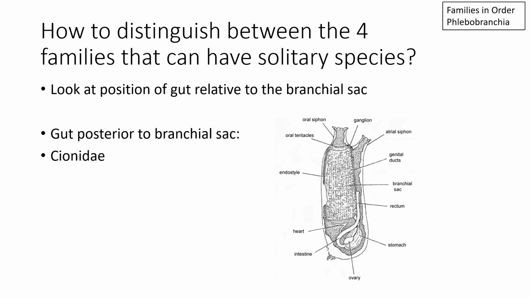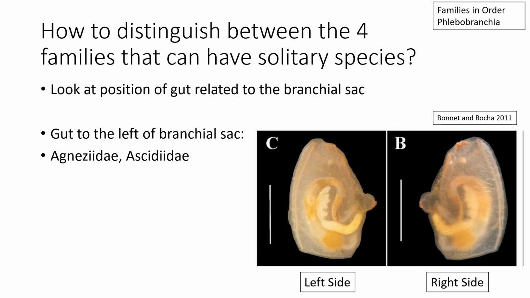Just below, or posterior to, that branchial sac, look down after the branchial sac finishes, continue looking down the animal, and you'll see the gut. You'll see the stomach, the intestine, and then moving up to the rectum and the anus. So again, the gut is posterior to the branchial sac in this Cionidae. Or the gut could be to the left of the branchial sac.